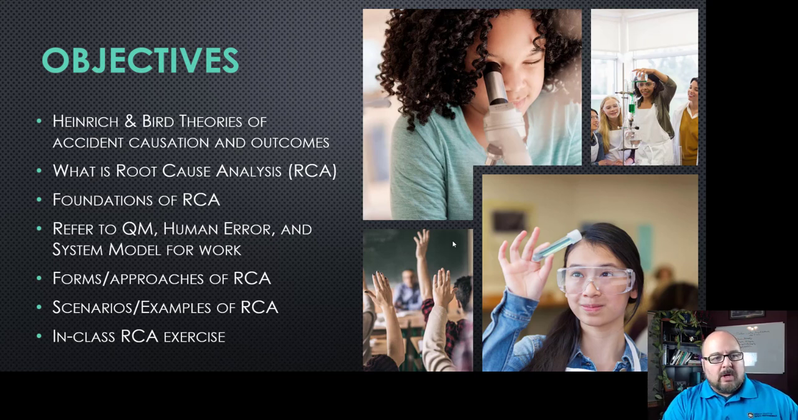So, like I mentioned before, we're going to talk about Heinrich. We're going to talk about Bird because he kind of replicated Heinrich's work in the 1970s and 80s. We'll get into what root cause analysis is, the foundations of it. Even though we're going to be talking about human error later, I want to refer to it from a quality management perspective and then get into some other things. We're not going to be able to do the in-class exercise. I think we'll do it on Thursday, but I just want to introduce it to you.